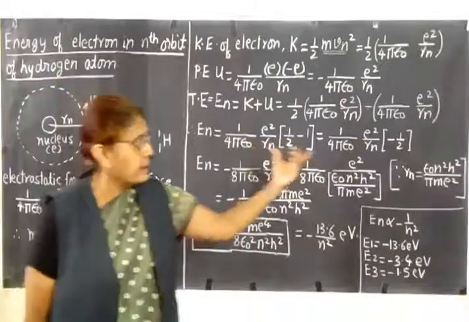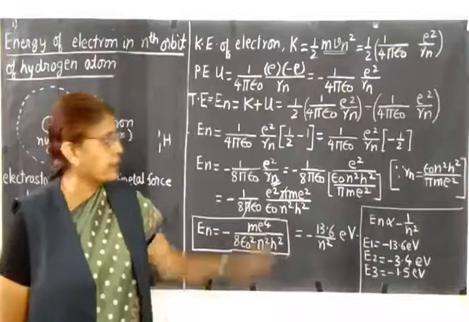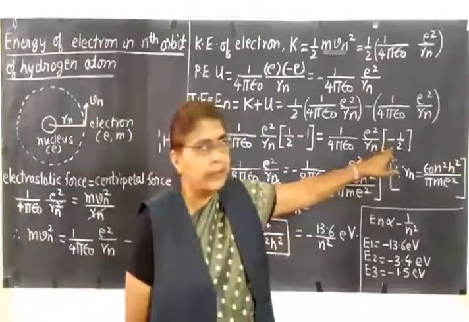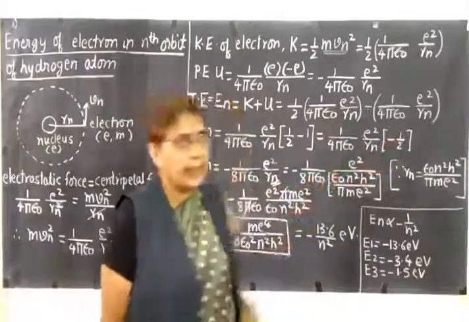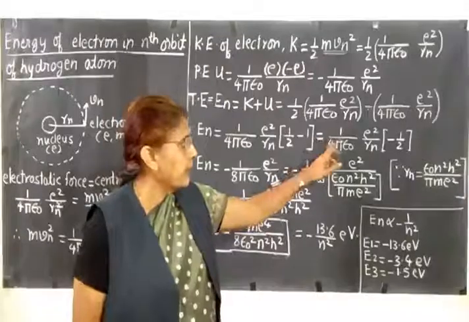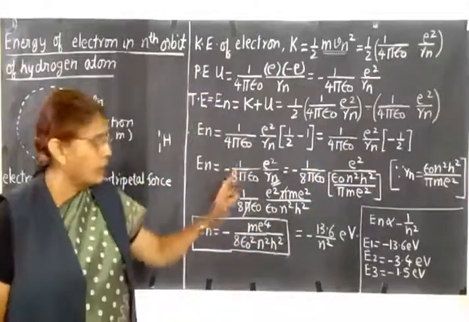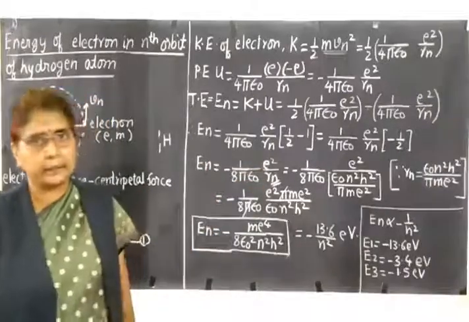So this term as it is, no change: 1 upon 4 pi epsilon 0 E square upon Rn. What is the value of half minus 1? It is minus half. So I have written down here minus half. Let us multiply minus half at the start. So it will become minus sign, 4 into 2 becomes 8. So minus sign 1 upon 8 pi epsilon 0 E square upon Rn.